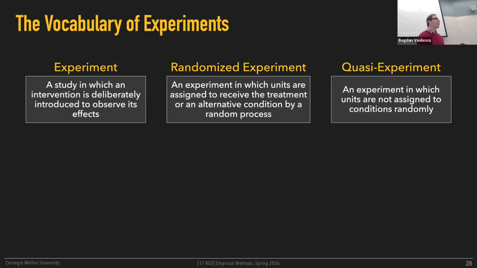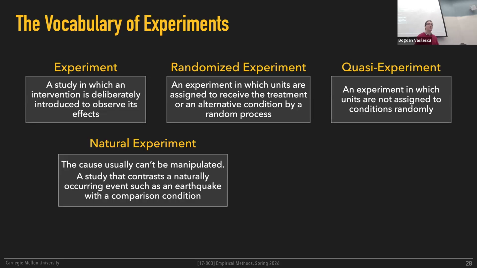So of course you would prefer to do a randomized experiment if you can, but sometimes you cannot. So you will just do a quasi-experiment because that's what's available. A quasi-experiment will be better than no experiment. So you'll do that instead.